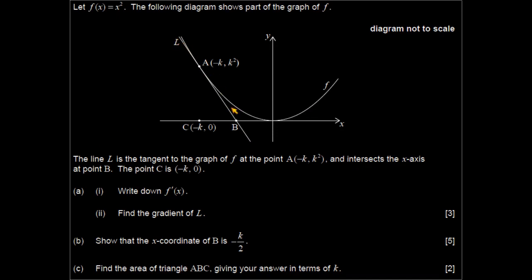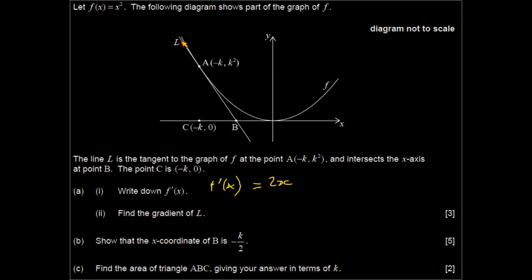So the line continues down here, crosses here at B, and then it's also given us the point C, which is here. So part A says write down f prime of x. So we just need to differentiate it. We know that f of x is this, so f prime is just going to equal 2x.